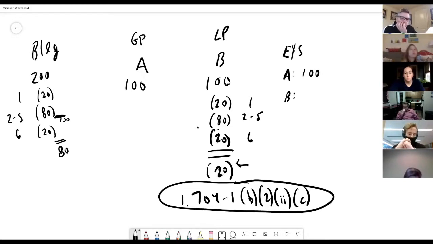So what will happen with B at the end of year 5 is B's capital account starts at 0. Well, when the interest is liquidated, he's got to pay his note. So he's going to put in 100. That'll increase his cap account back up to 100.